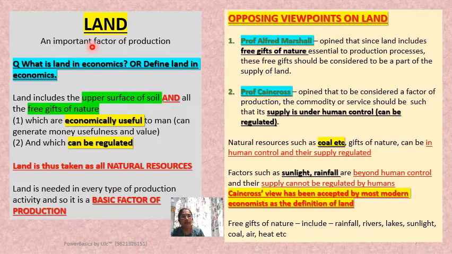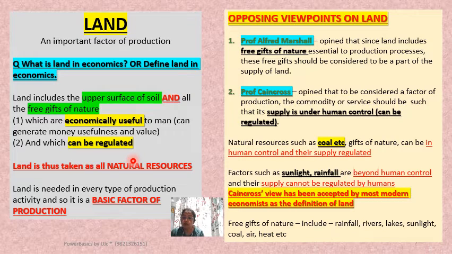Now, land is an important factor of production. Let us start with land. Why is land so important? What is so great about land? What is land in economics, or define land in economics? Land includes the upper surface of soil, the upper surface of Mother Earth, and all the free gifts of nature. It's not just the surface of the soil, which are economically useful to man. Economically useful means can generate money, usefulness, and value, and which can be regulated, which means which can be controlled.